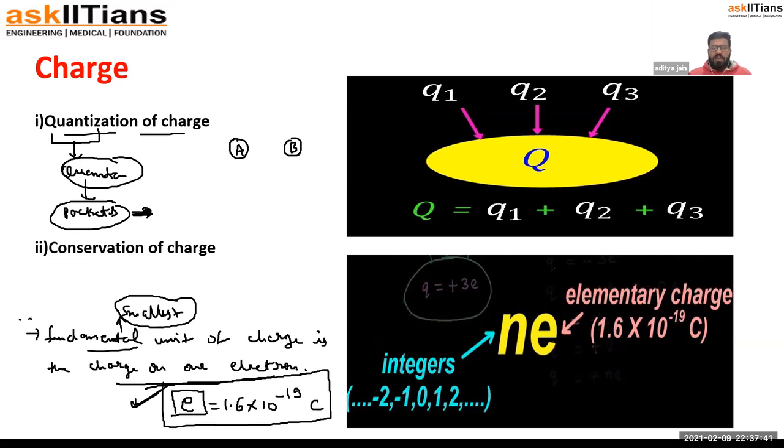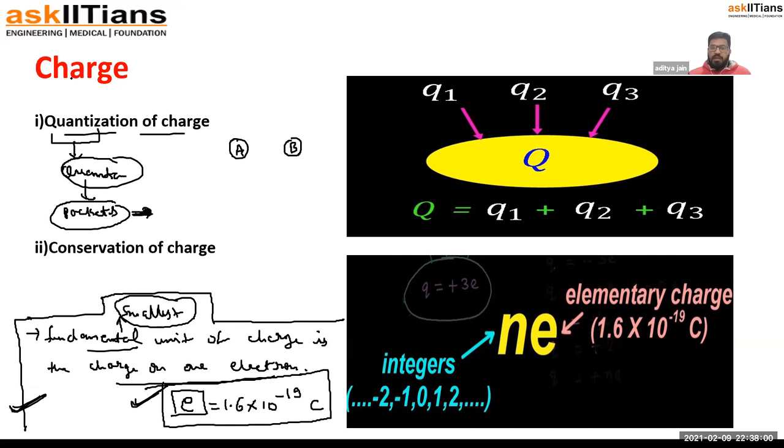That's why it is known as the fundamental unit of charge. Am I clear? So the minimum possible value of charge on any body is the charge of 1 electron, that is e, and that is equal to 1.6 × 10^-19 coulombs.